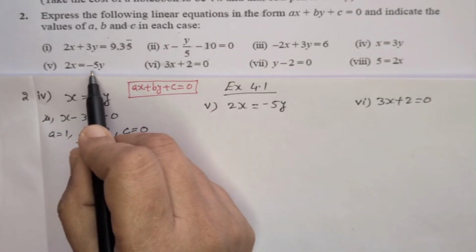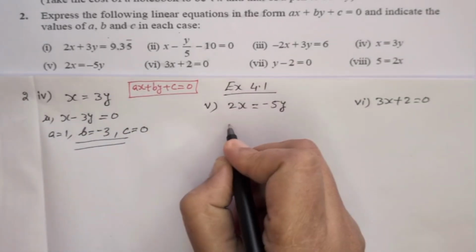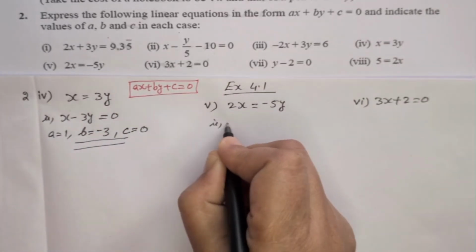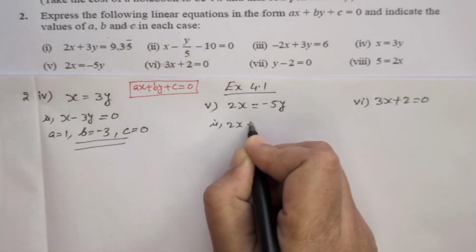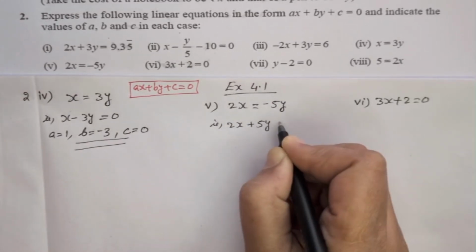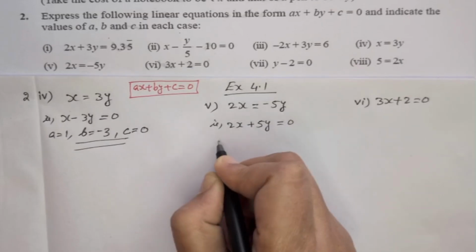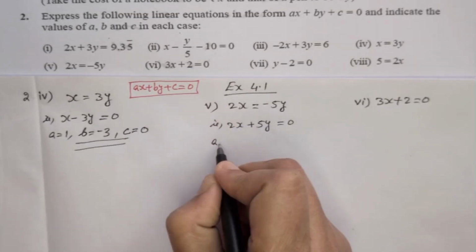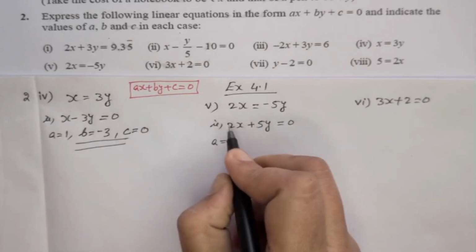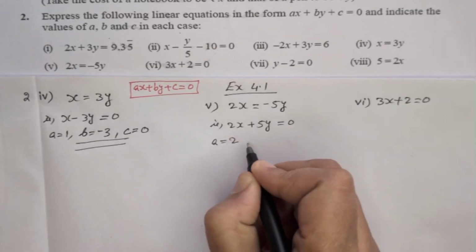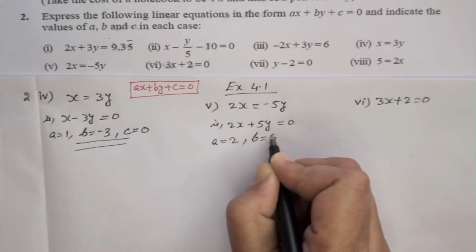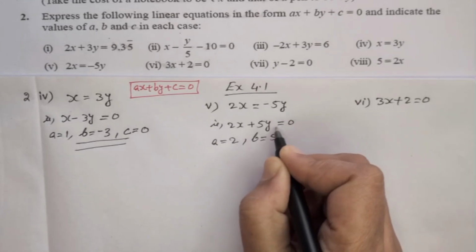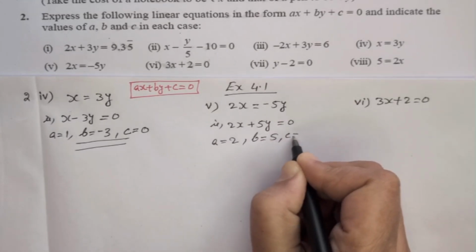Next one, 2x is equal to minus 5y. That we can rewrite as 2x minus 5y, and when we are moving to the left side, it will become plus 5y equal to 0. Comparing, a is equal to 2, the coefficient of x, b is the coefficient of y that is 5, and c means constant, no term, so 0.